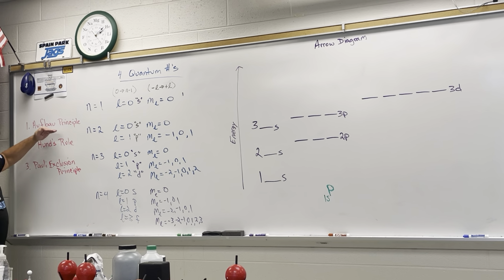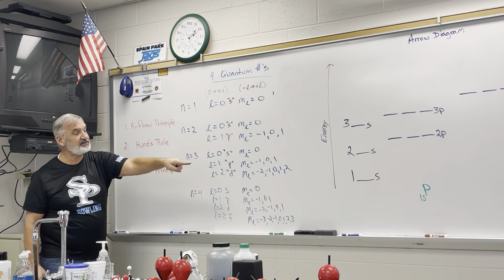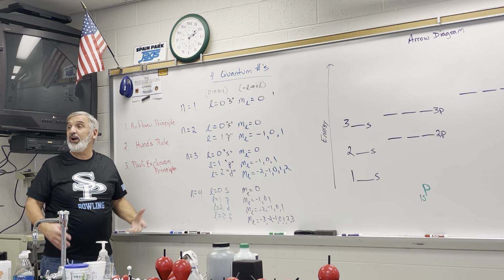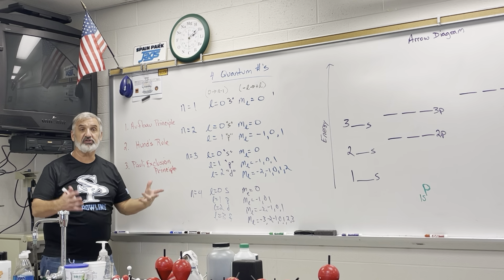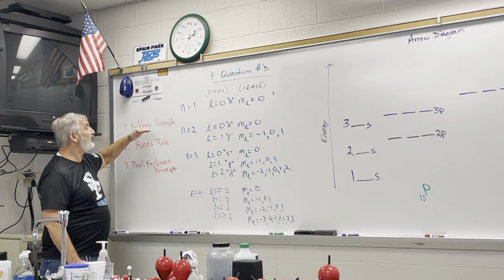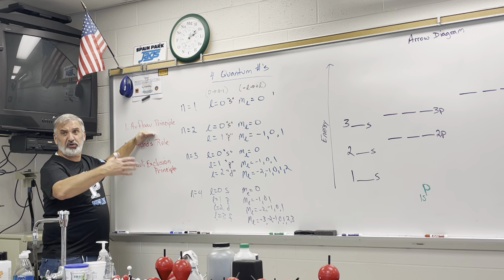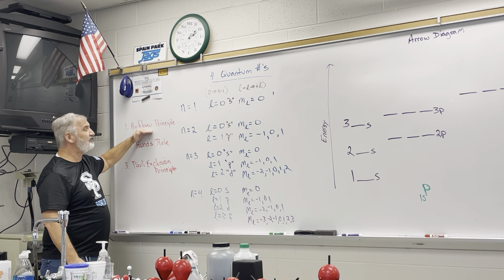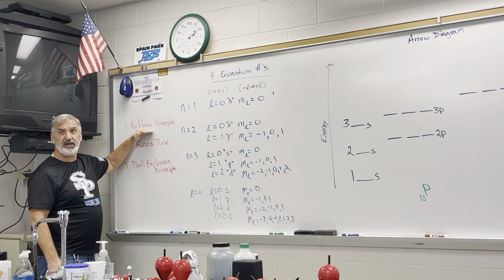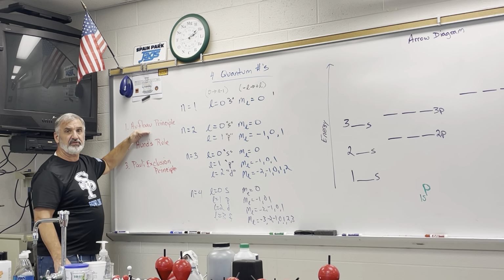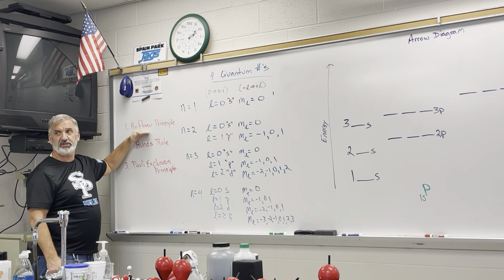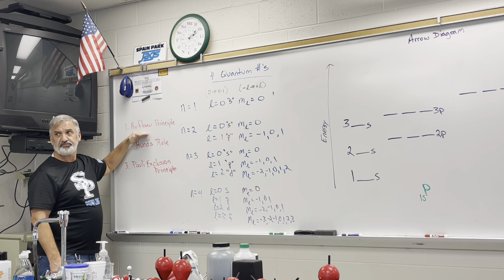The first rule is the Aufbau principle. Phosphorus has 15 electrons. Where are those 15 electrons going to be? What orbitals are they going to be in? Well, the first rule that atoms follow when filling these atomic orbitals is called the Aufbau principle. A-U-F-B-A-U. A lot of people just call it the golf ball principle, but it's the Aufbau principle.